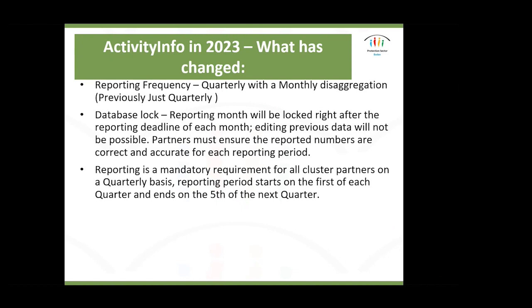So for example, by 20 March, you will enter all the achievements and the targets that you reached within the first quarter, but you have to disaggregate them by month, telling me in January I reached this amount, in February I reached this amount, and in March I reached this amount. So the reporting period will be quarterly, but you have to disaggregate by month.